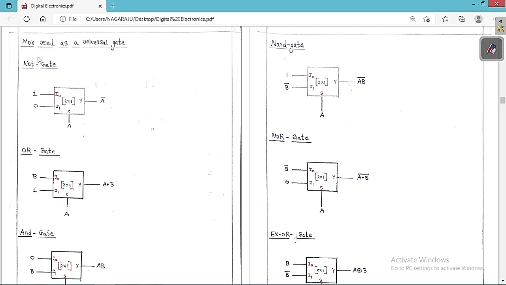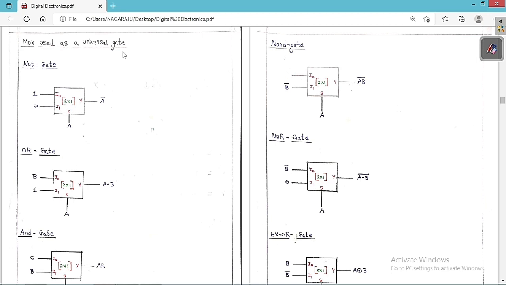So now we go for the mux used as a universal gate. So how to use the mux as a universal gate? I have already told you the NAND gate and NOR gate are used as universal gates because only with that gate we can build any other basic gate that we want. So that is the reason these are called universal gates. Similarly, NOR is also called a universal gate.